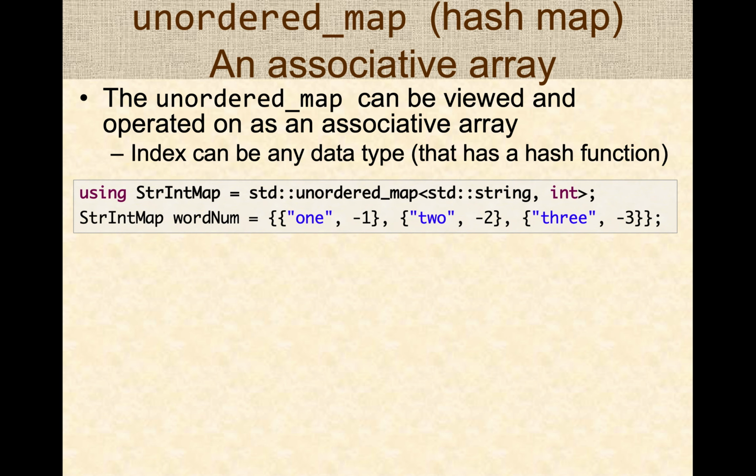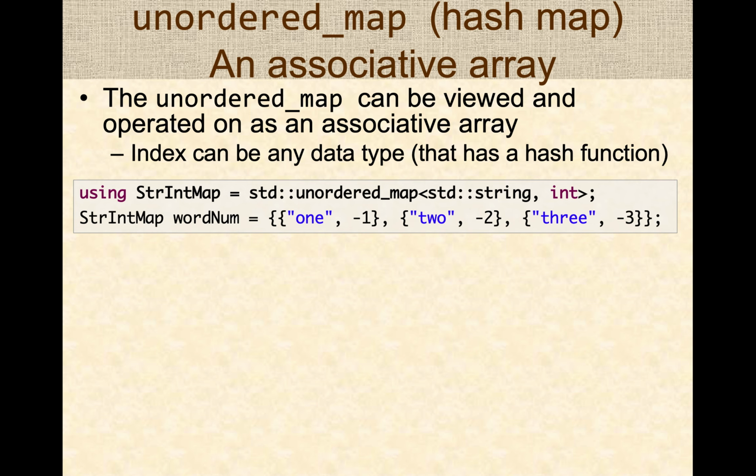So here's an example. I'm creating an alias to an unordered map where the index is going to be a string and the value that is being stored is an integer. Notice that there are two generics when we define an unordered map. So we have two different template parameters. The first one being the key or the index into the unordered map, and the second one is the value being stored.